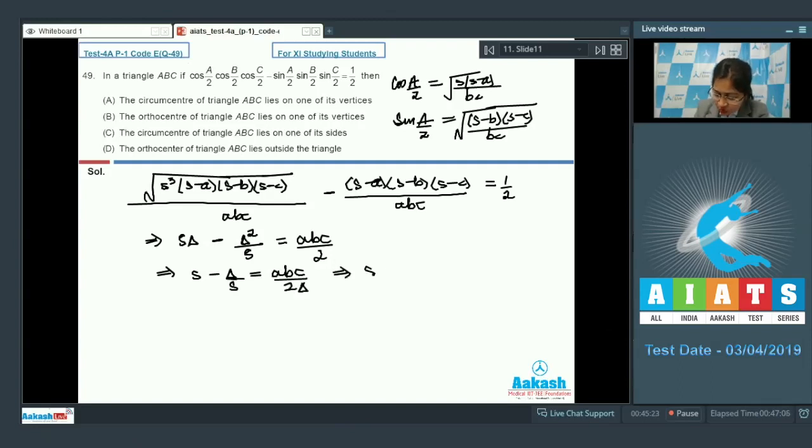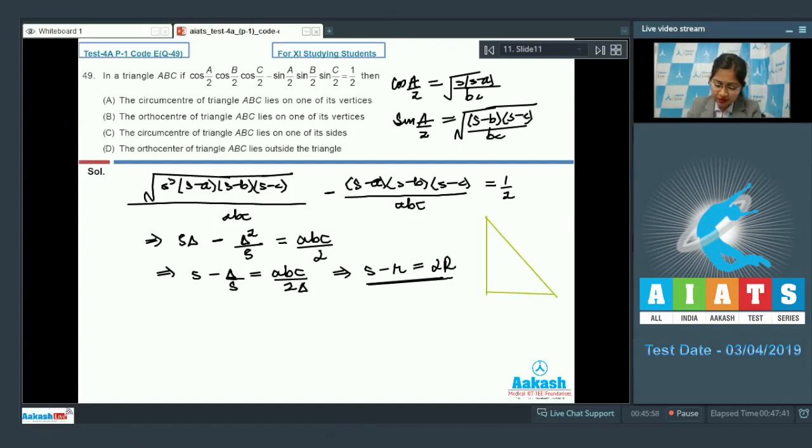That can further be written as S minus the inradius, that is small r, equal to 2r, because we know that abc upon 4 delta is equal to r. Now this condition is true for a right angle triangle. This can also be proved.